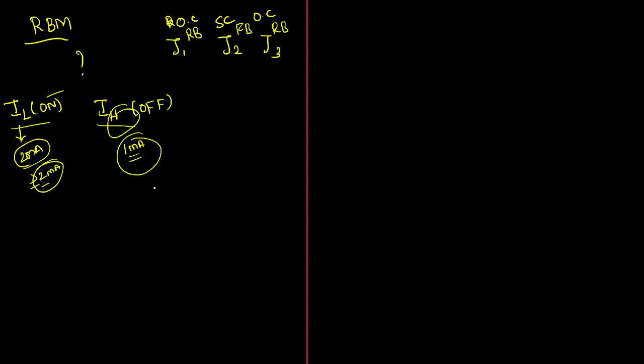After that, basically the value of holding current is always, sorry, latching current is always greater than the value of holding current. That's why here I kept 2 milliampere, here I kept 1 milliampere. So this is natural. Latching current will always be greater than the value of holding current. Okay, I hope now you all have understood all these things.